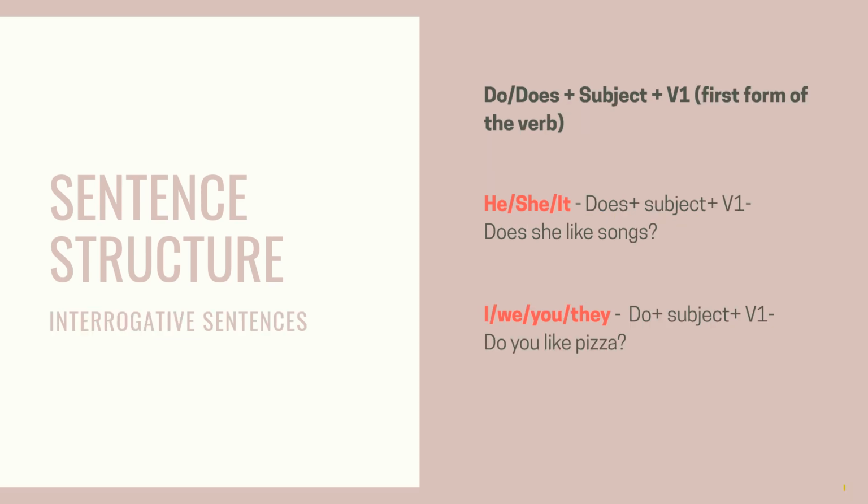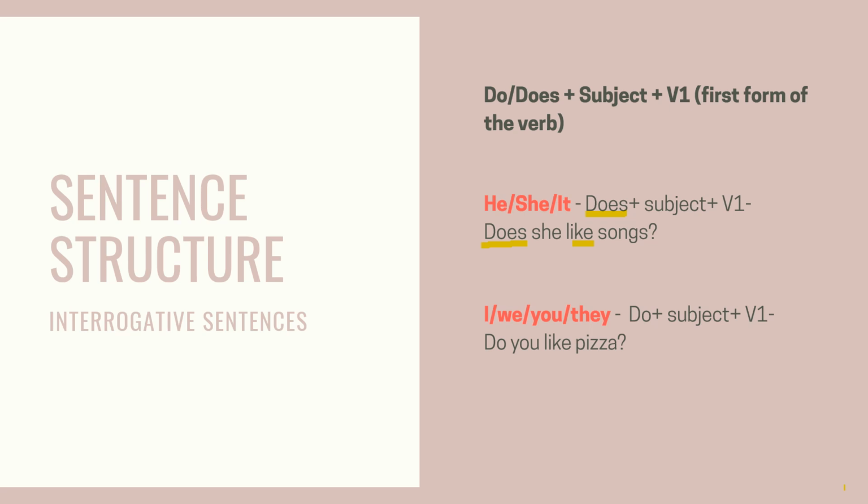Let us look at the sentence structure for an interrogative sentence. Interrogative sentence, a question sentence. If in the question sentence the subject is he, she, it, or the third person singular, we begin the sentence with does. Then we add the subject and the present form of the verb. If you look at the example here, does she like songs? So because she is the subject, we have begun the sentence with does. Then the subject, then the verb which is like. We have not suffixed it with anything else.